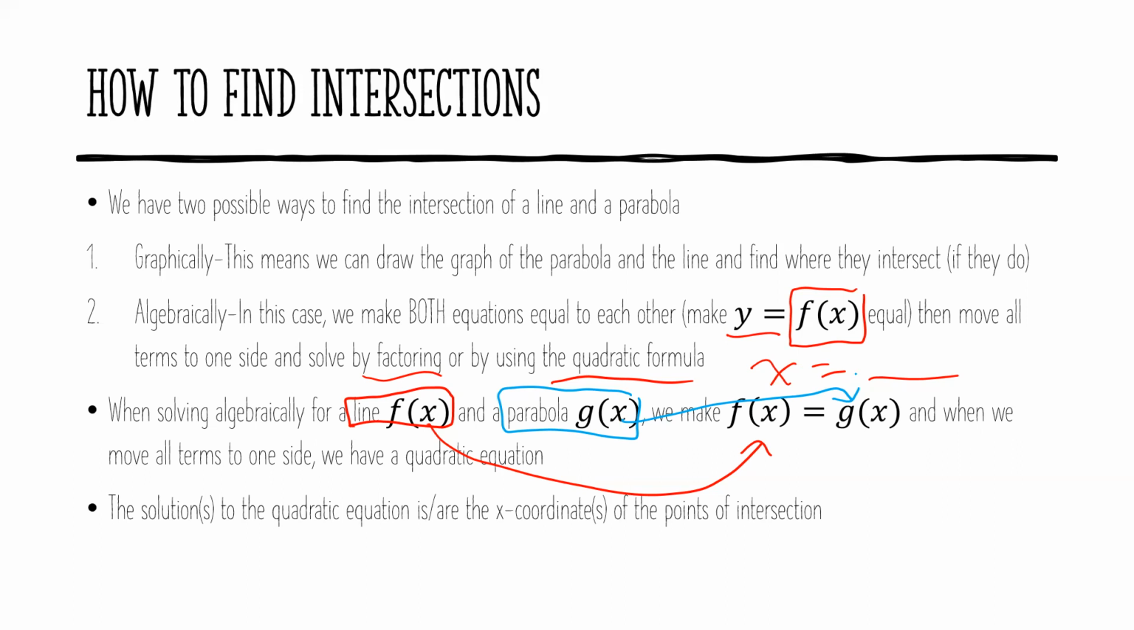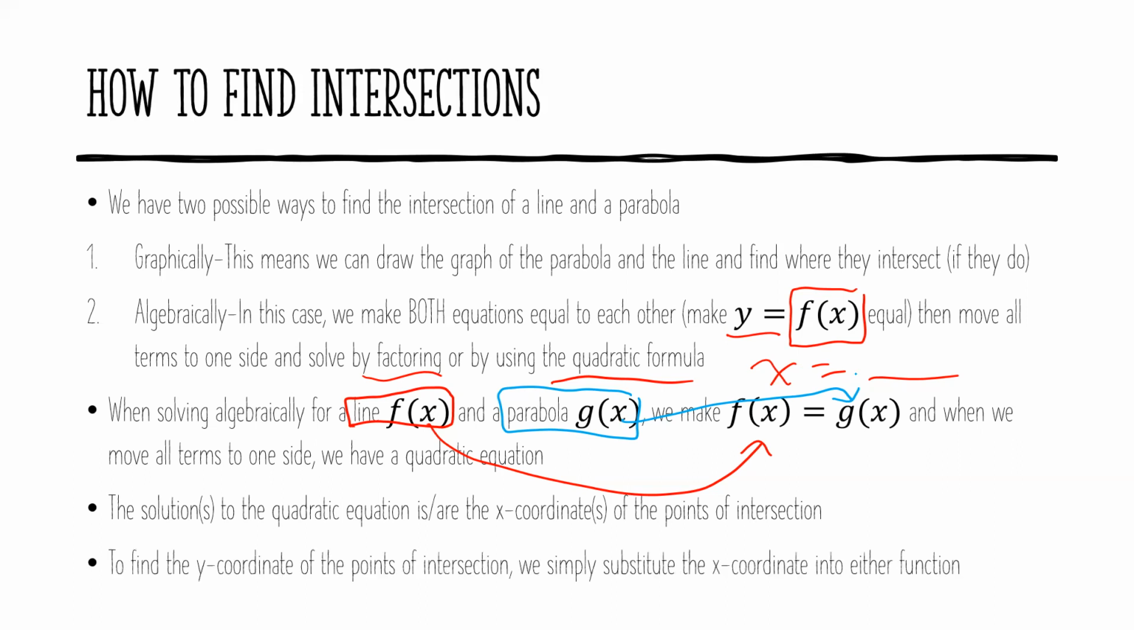So if there is one, the solution to the quadratic equation is going to be the x coordinate of the points of intersection. So it gives you the x coordinate of the points of intersection, but it doesn't give you the y coordinate. So how do you find the y coordinate? Well, pretty easy actually. To find the y coordinate of the point of intersection, you simply take the x coordinate that you found and you substitute it into the function. Sorry, that's what I meant. So either the linear function or the quadratic one.